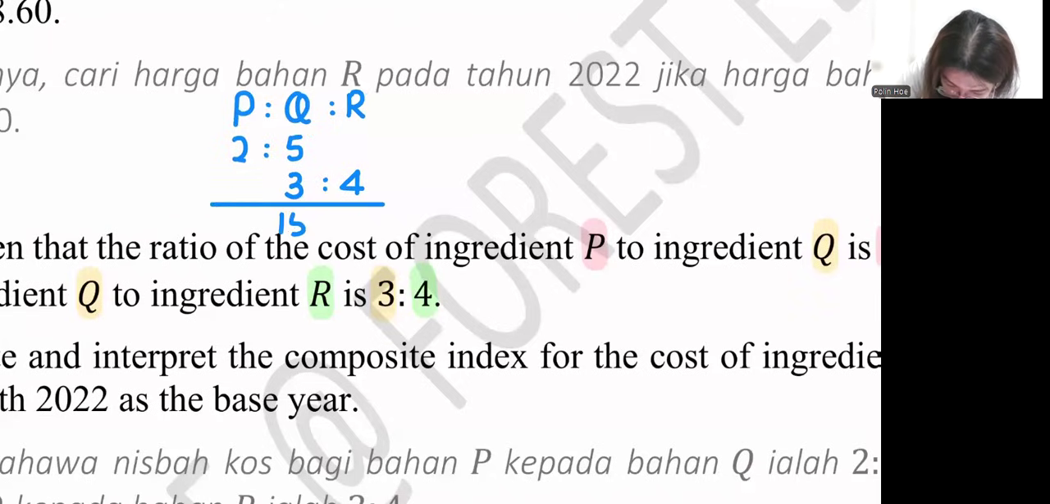If I make this 15, this 5 multiplied by 3, same goes to 2. 所以我这边会有6. How to make 3 15? I multiply by 5. I multiply by 5. 6 to 15 to 20. This is the ratio. This part goes back to your Form 1 chapter 4.